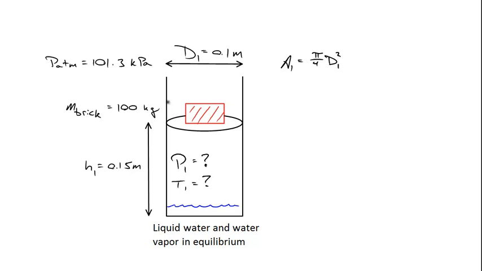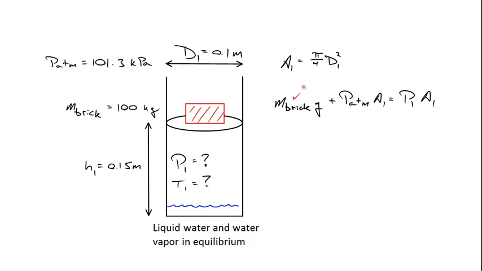Let's do a force balance on the brick. We've got weight acting downwards, so the mass of the brick times gravity, plus the force of atmosphere, so you've got atmospheric pressure pushing down times its area, so P_atm times A1. The sum of those two will balance, because it's not moving, the force acting in the upward direction, or in this case P1 times A1.